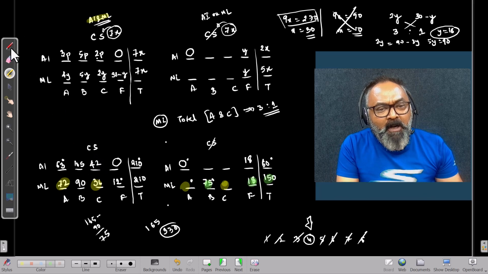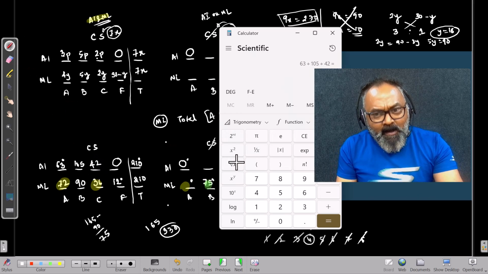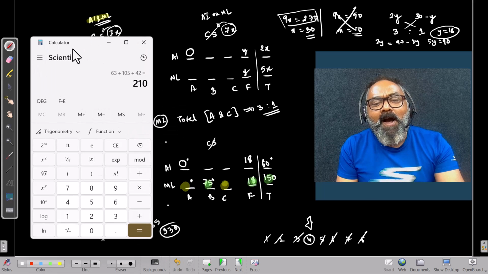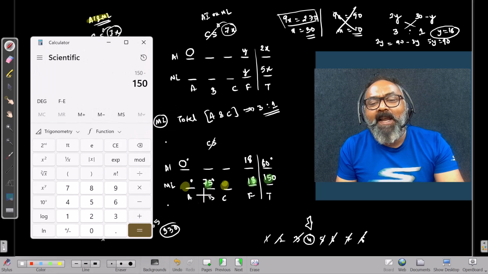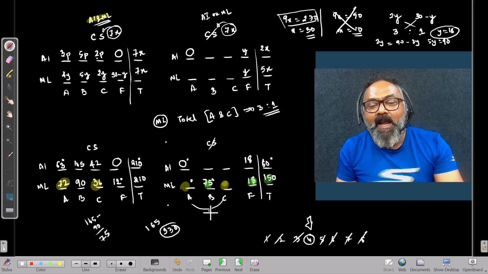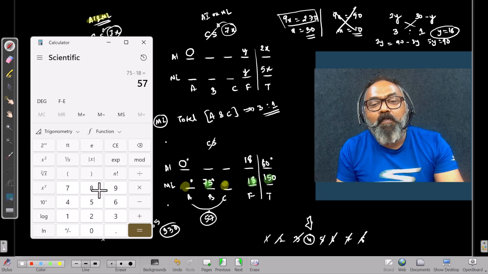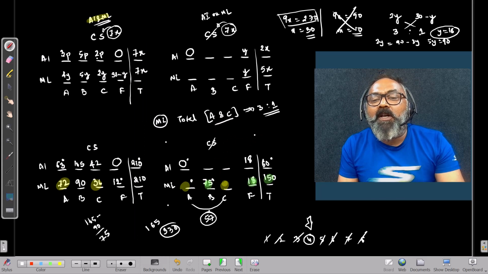We can do this with a little bit of maths. Where is my calculator? But don't judge me. 150 minus this 75, which will be 75. Minus 18. This is 57. A and C put together is 57. Okay, here it is 72 plus 36, so plus 72 plus 36. 165. The total is 165.